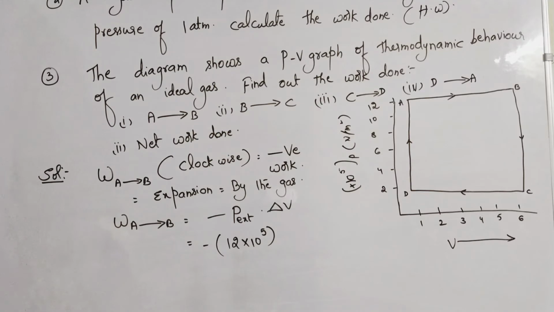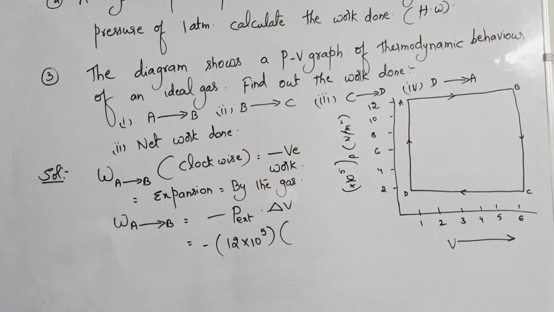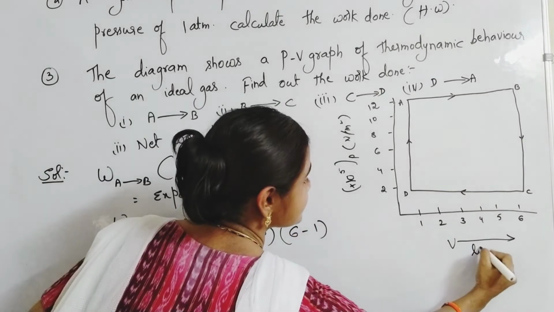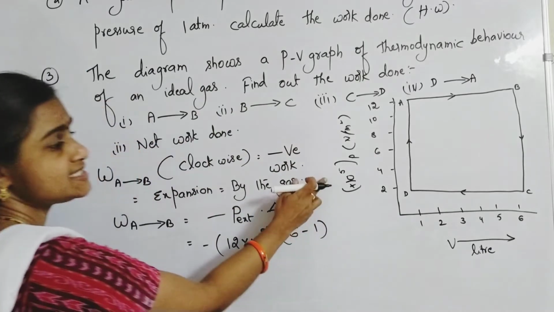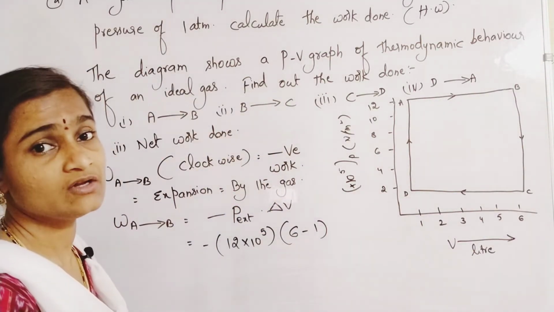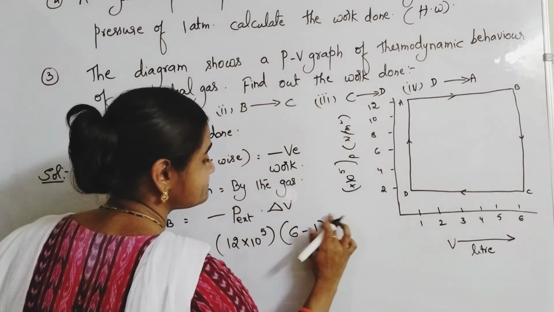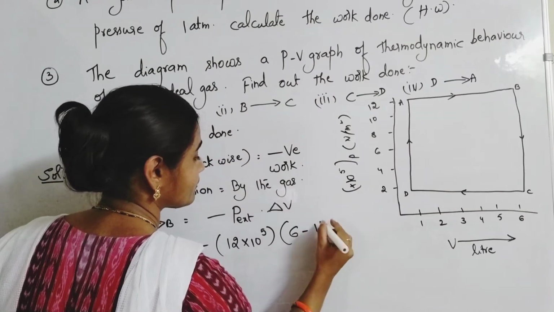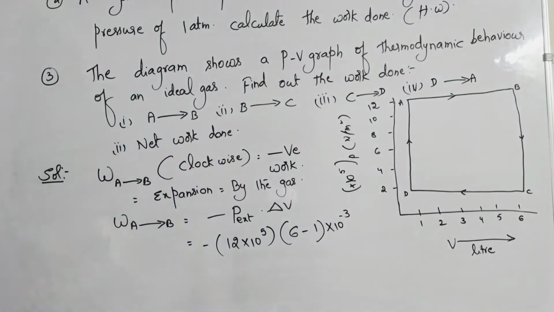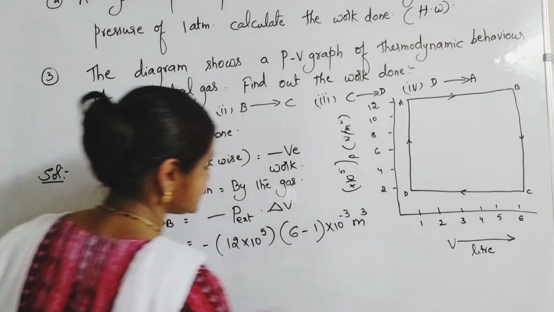So delta V, in place of delta V, what should I write? 6 minus 1. It is given in liters, but if pressure is taken in Newton per meter square, you will take this also in meter cube. Isn't it or not? So 6 minus 1 into 10 power minus 3. Okay, because you are taking it in meter cube. Liters or meter cube, both are same only.